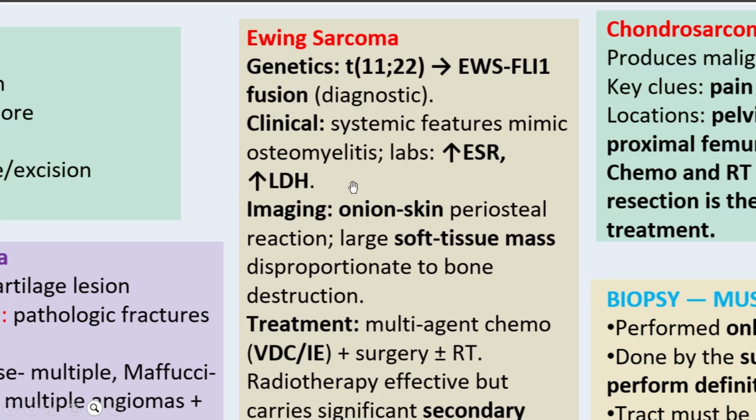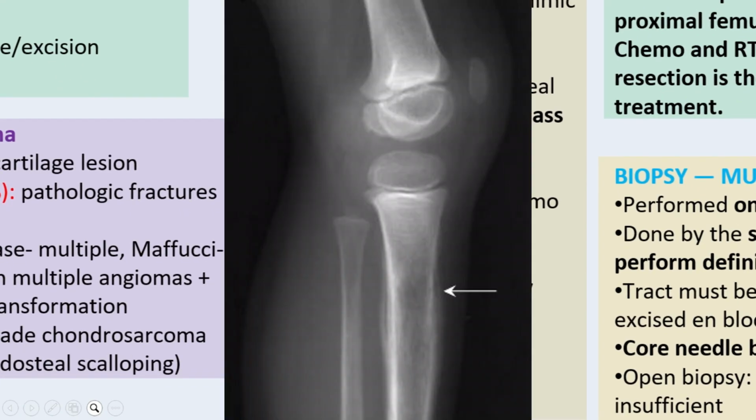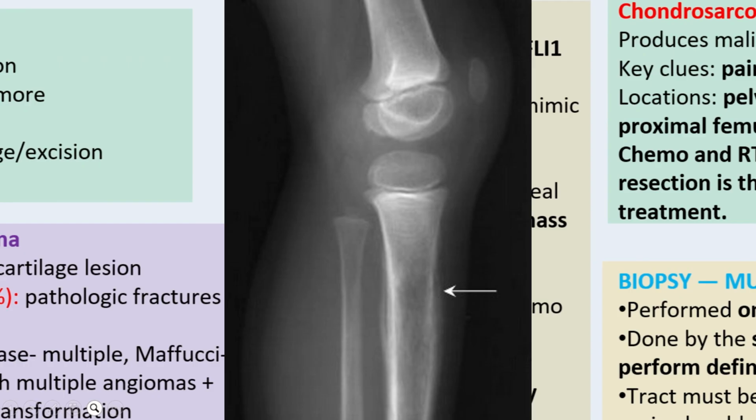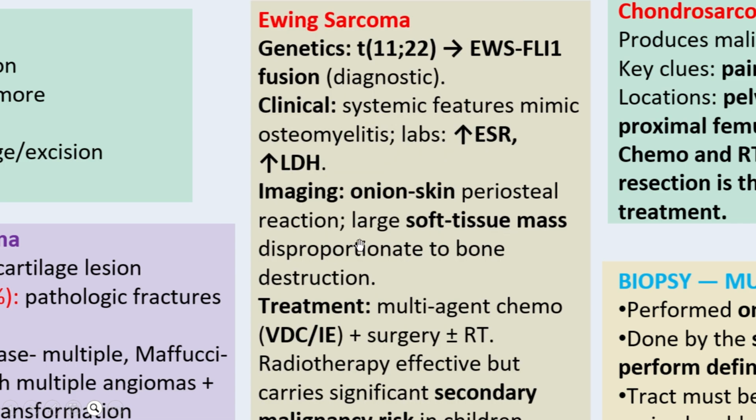Then when you do the imaging or the X-ray, you'll see what we call the onion skin periosteal reaction. This is only found in Ewing sarcoma, and we can have a large soft tissue mass that is disproportionate to the bone destruction. So the bone is spared, but the soft tissue mass is big.